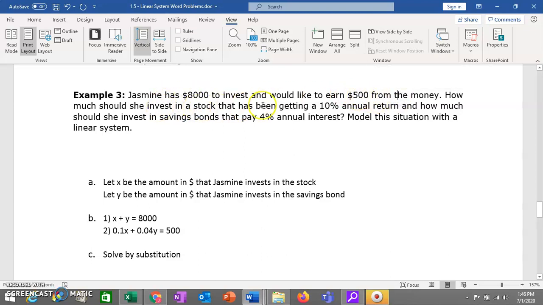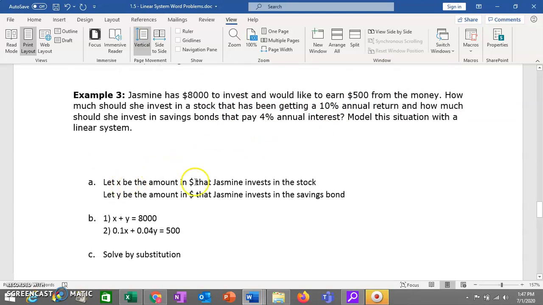So she has a stock that's been getting a 10% annual return. So essentially, every year she gets 10%, and she also has a savings bond that pays 4% annual interest. So again, every year 4%. So what we want to do then is see, okay, how much will she have to put in each to get $500 at the end of the year?